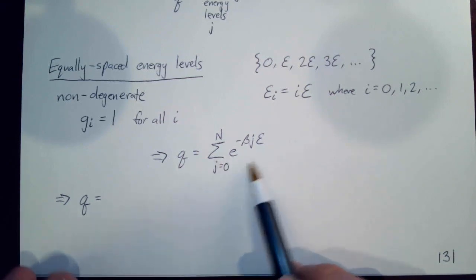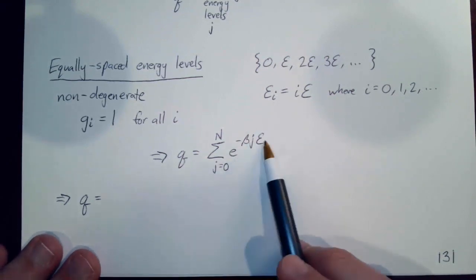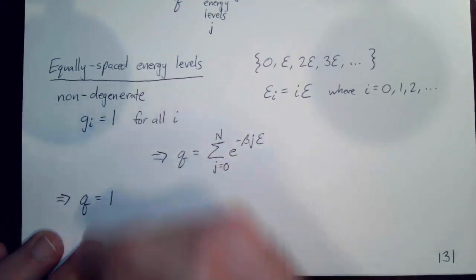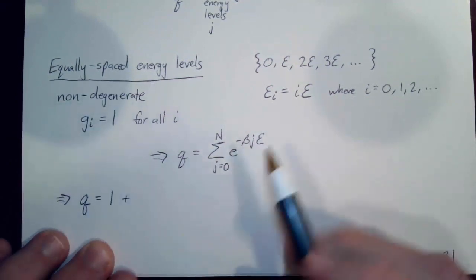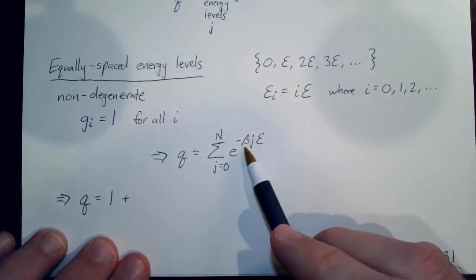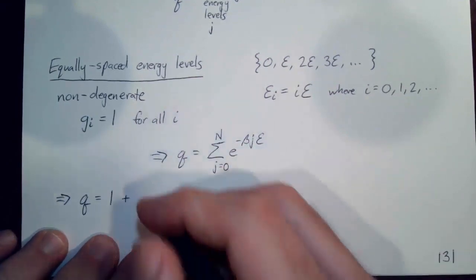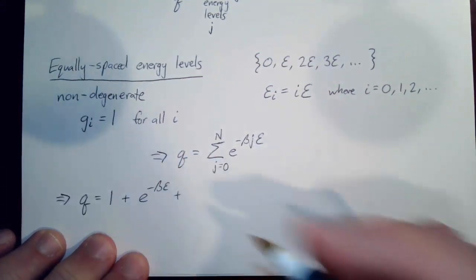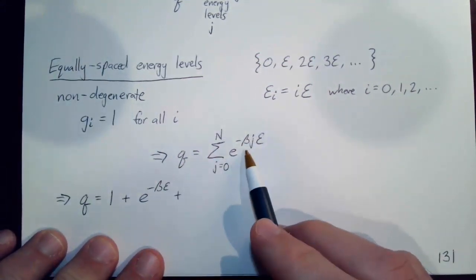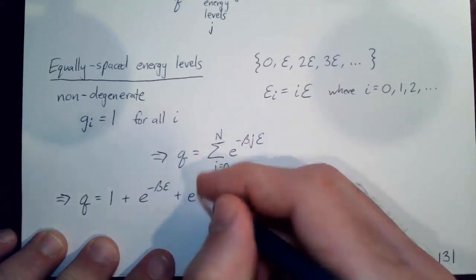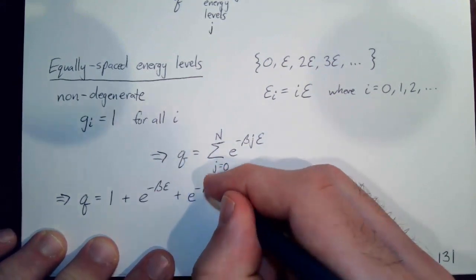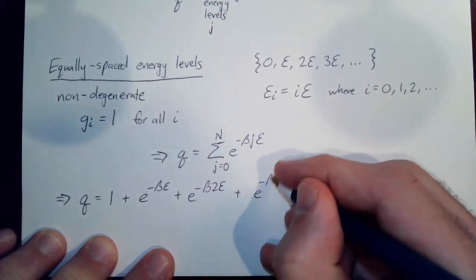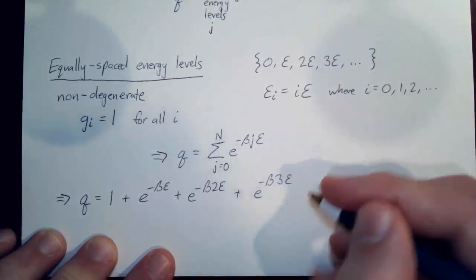Let me write out this sum. When j is 0, I have e to the 0, so I have 1. When j is 1, I have e to the minus beta epsilon. When j is 2, I get e to the minus beta 2 epsilon, e to the minus beta 3 epsilon, and so on.